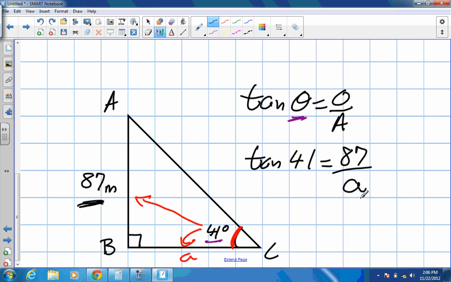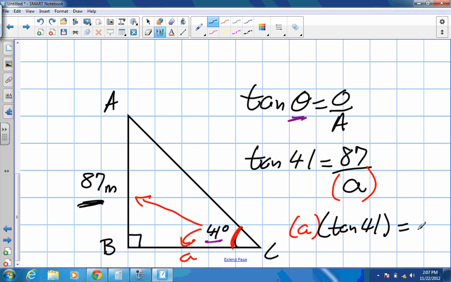Now in this case, the unknown is on the bottom of a fraction, which makes this a little more difficult for us to isolate. So, just like we had done above, when we wanted to move 5 over to the other side, we multiplied. I want to move A to the other side. I want to get rid of the fraction. To move A to the other side, what do I have to do? It's the same as working with a number. Multiply by A. It's the exact same process, it's just an unknown number. So, A times tan 41 is equal to 87.